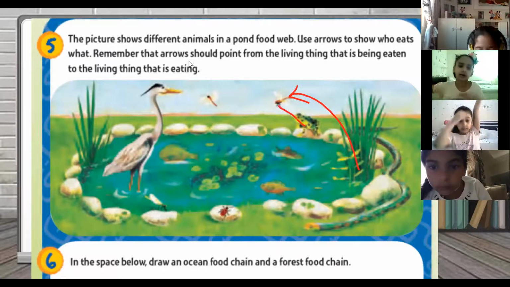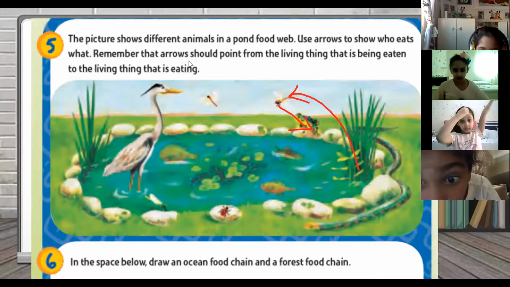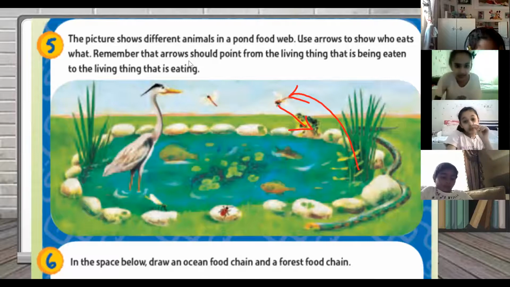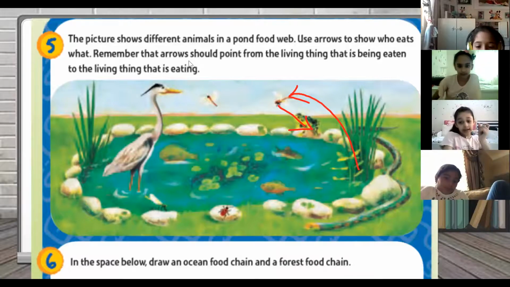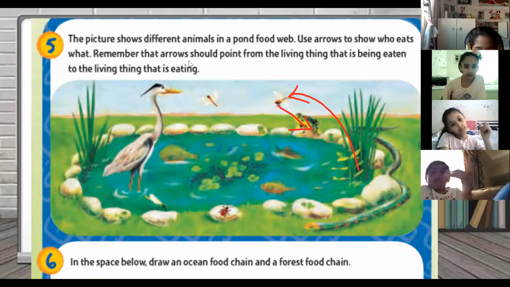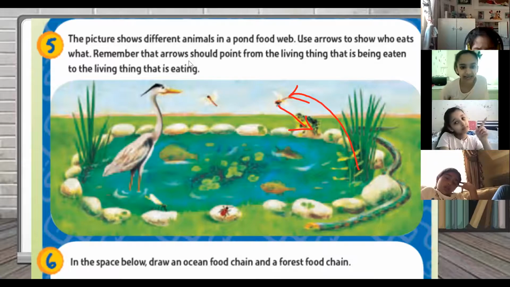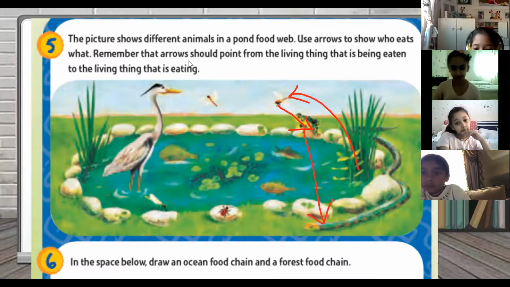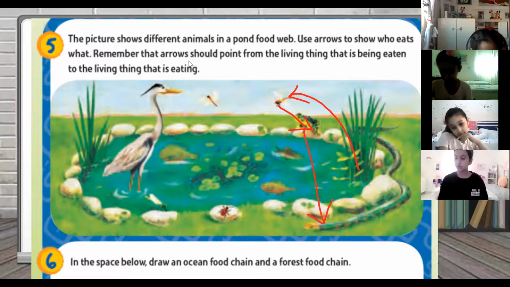So first of all, the insect will eat the plant, and then who will eat this insect? The frog. Then the frog will eat what? No, wait. The frog will be eaten by the snake, and the snake will be eaten by the eagle. Excellent. Then the eagle will eat the snake.